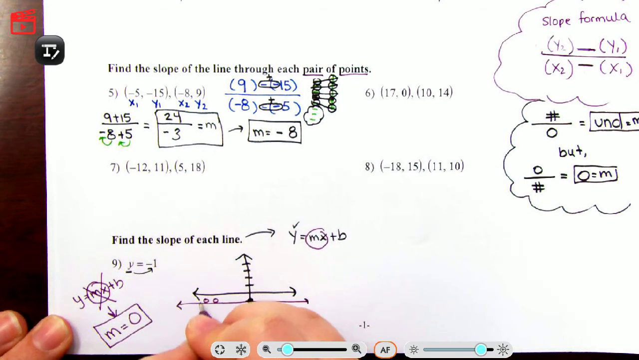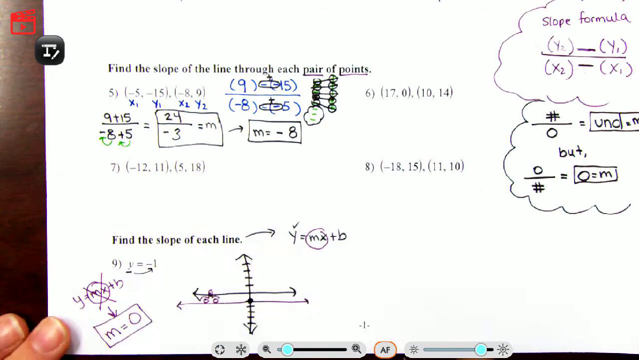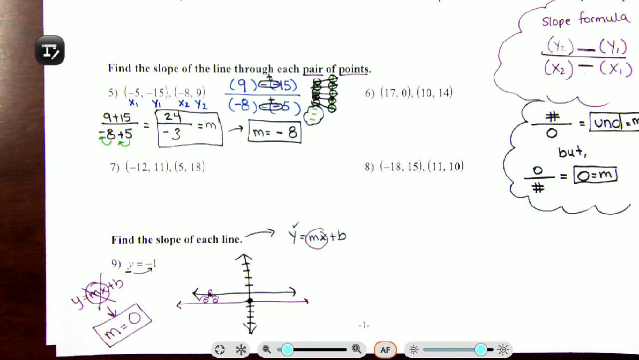Here's your car. If you place a car on a horizontal road and you don't press the acceleration, what would be the speed? The speed would be 0. All right, let's go ahead and flip the page over.